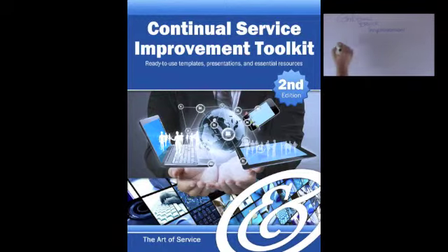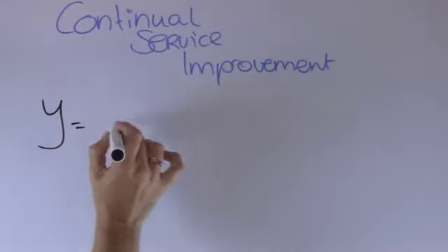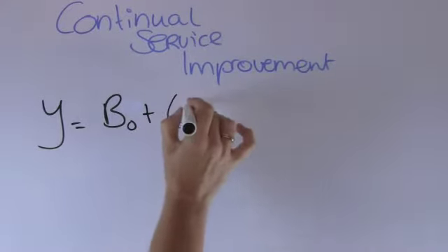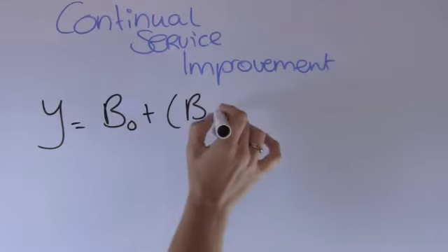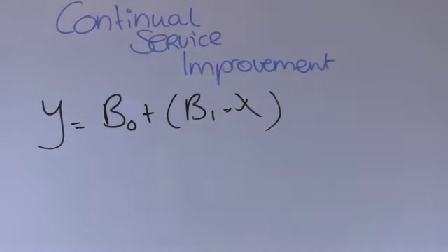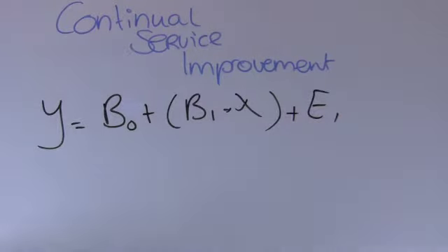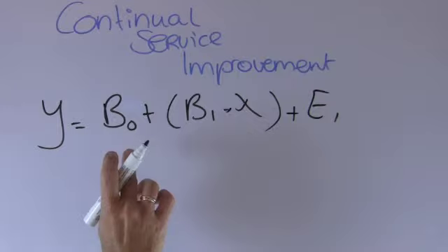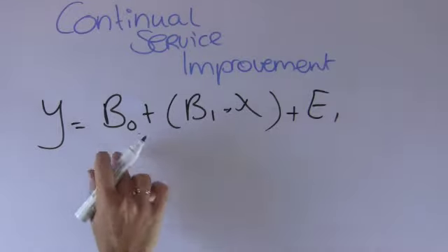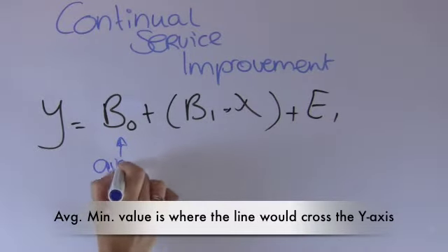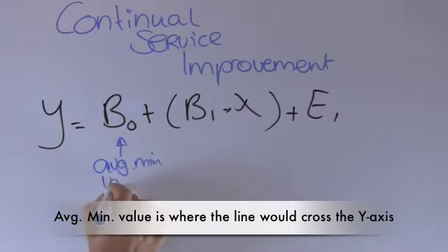Linear equation would be the output, a single output, y is b0 plus b1 times x, depending on how many you have, plus e. Okay, so what does that mean? We have b0, that's the average minimum value of the output, so the lowest value. So that's your average minimum value.